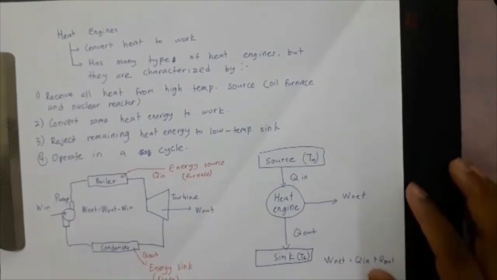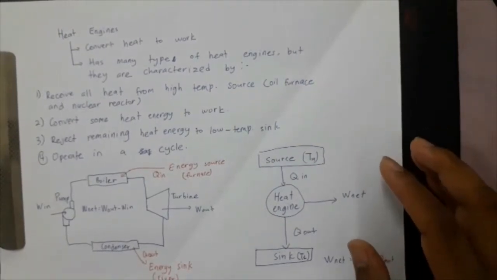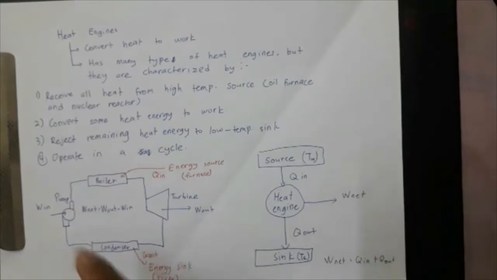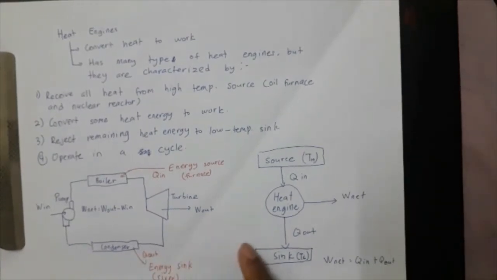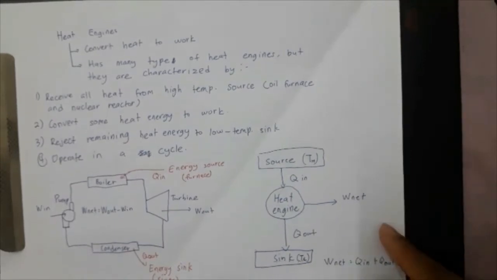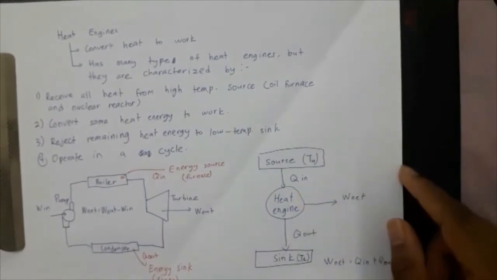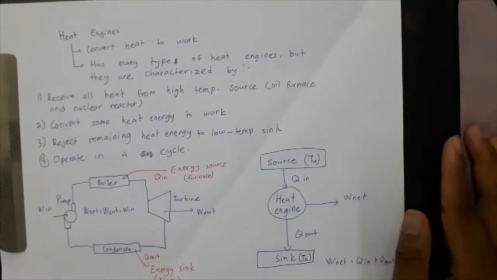So Clausius inequality will determine whether the cycle is a possible cycle or impossible cycle, reversible cycle or irreversible cycle. So that's all. Thank you.